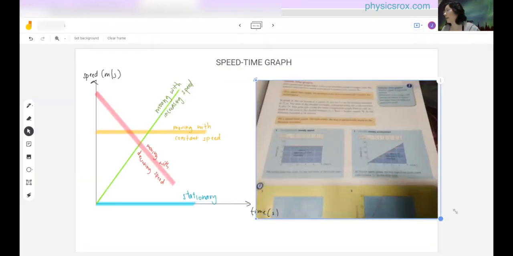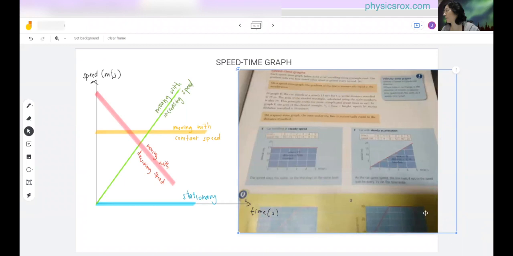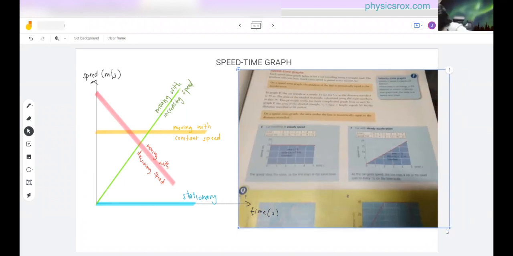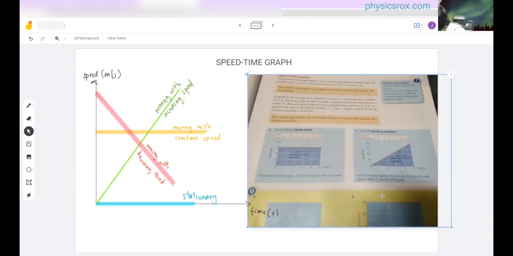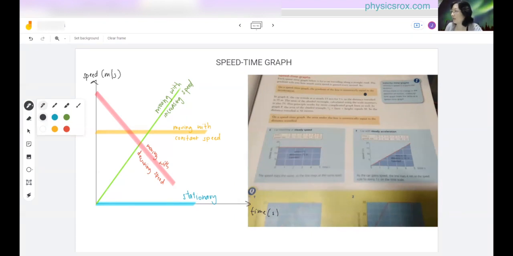Okay, I will need to explain first though, because it's not that clear. Just the two blue color ones. All this no need, but the blue color ones. So cars traveling at steady speed. In the book they wrote steady, but it's the same meaning as constant. Okay, constant and steady, same meaning. So you can see from here, if it's a straight line like this, it's constant speed.